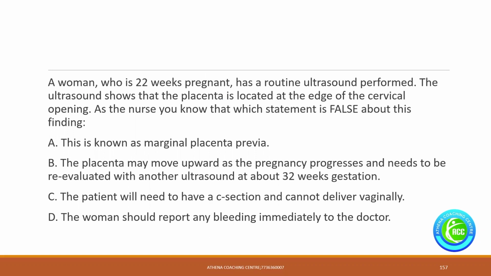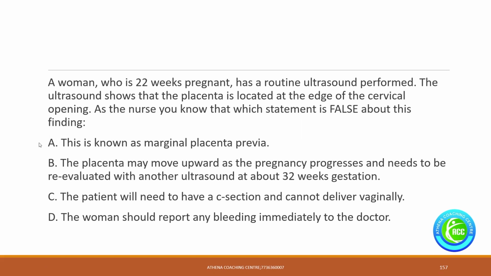So what is the meaning of this question? A female who is 22 weeks pregnant has a routine ultrasound performed, which shows the placenta is at the lower area, indicating marginal placenta previa. So which statement is wrong or false based on marginal placenta previa? We have to remove the wrong answers, so try to remove wrong answers from here.